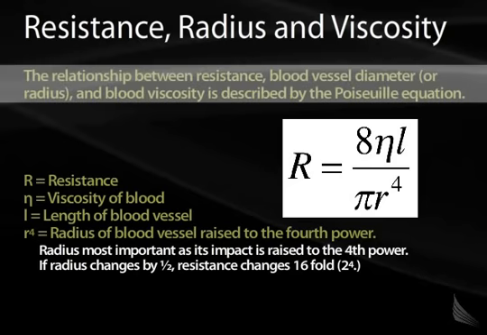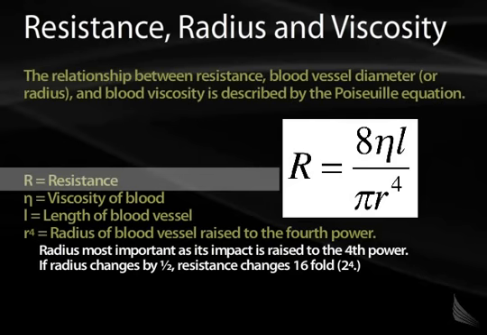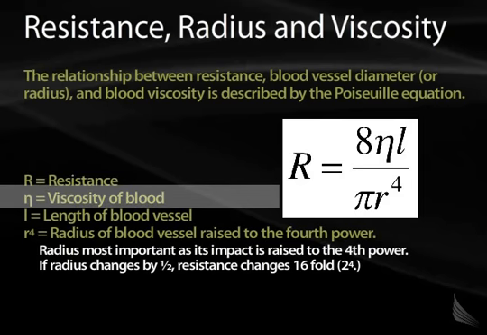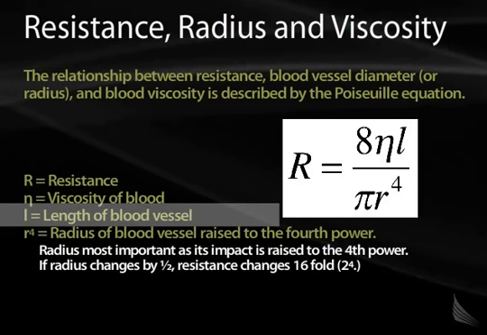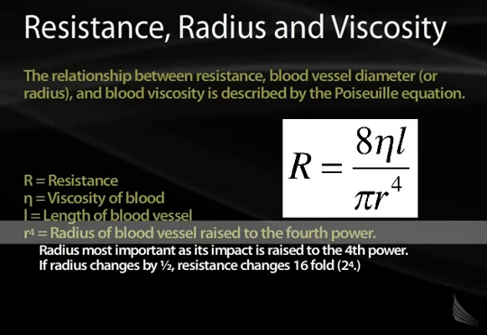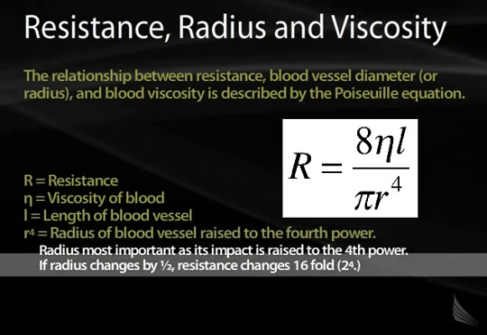Again, Poiseuille's equation, which is resistance is equal to 8 times the viscosity of blood times the length of the blood vessel divided by pi times the radius of the blood vessel to the 4th power, is not something we commonly use clinically. However, this is an important equation for the boards because what you should know is that as the radius of the blood vessel changes, for example, if the radius changes by 1/2, the resistance will go up 16-fold, or 2 to the 4th power. It's important to remember this because many times on the boards you will see this question asked.